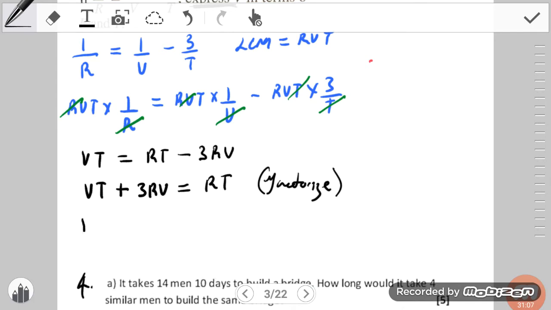So now I have V as a common factor here. And so once I factor out V, T will be left. VT divided by V is equal to T. And 3RV divided by V gives me 3R. And that's going to be equal to RT.